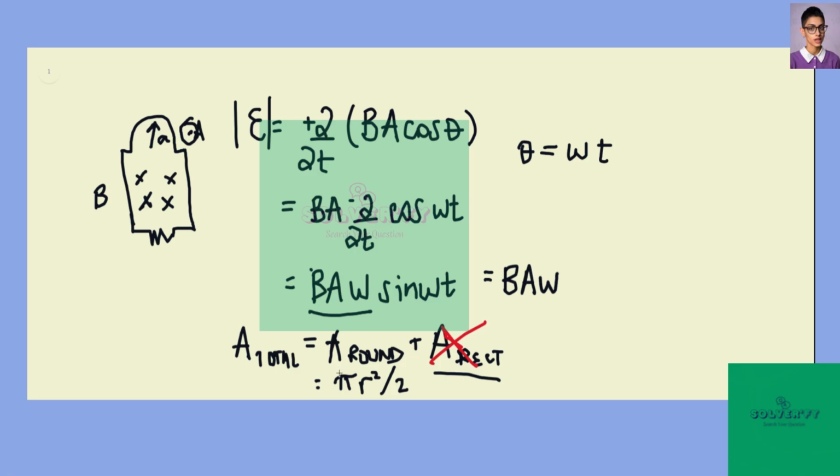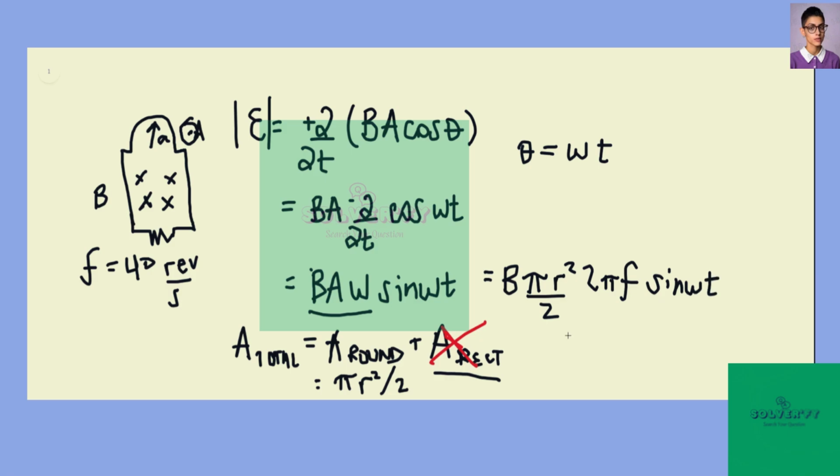And so that's B A omega. And this A is pi r squared over 2. And then omega is 2 pi f. We're given f, so I'll go ahead and put that in the given section: 40 revs per second. And omega is 2 pi f, so we put a 2 pi f here to get that amplitude.